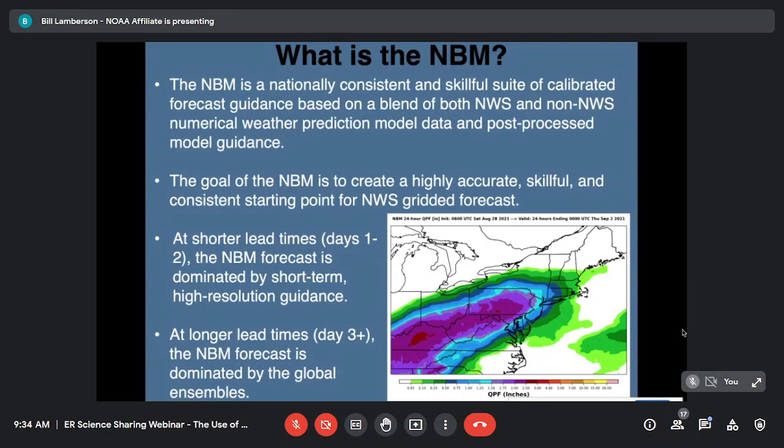forecasts. And at shorter lead times, say days 1 to 2, the NBM forecast is dominated by short-term high-resolution guidance. But as you go further out in time, so day 3 and beyond, the NBM forecast becomes dominated by the global ensembles. And just as an example, I have here the 24-hour NBM forecast for precipitation for Hurricane Ida, and this forecast was made about 3 or 4 days prior to the event.